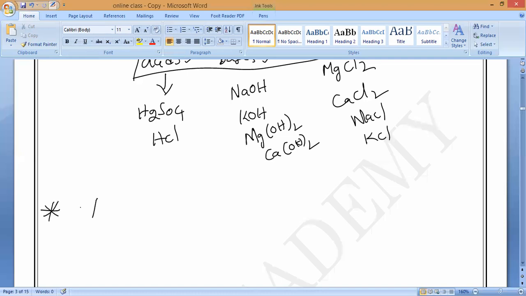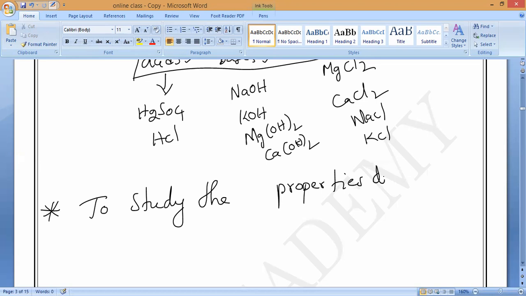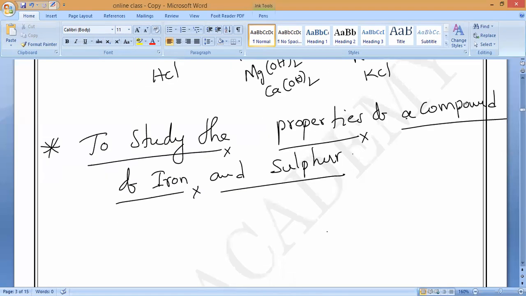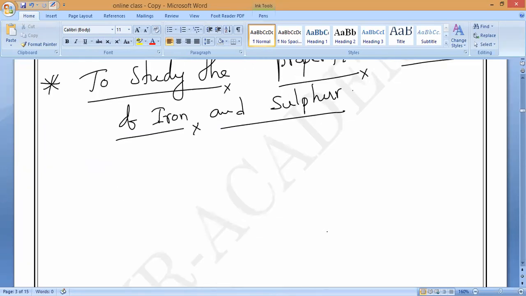To study the properties of a compound of iron and sulfur. Now, as we know, if you want to prepare a mixture, what do we have to do? We have to take some iron filings, meaning iron powder, and some sulfur powder. If you mix it, that is called a mixture of iron and sulfur.